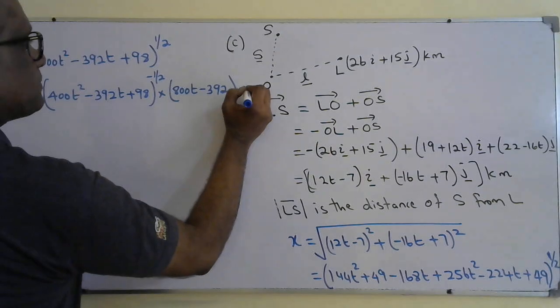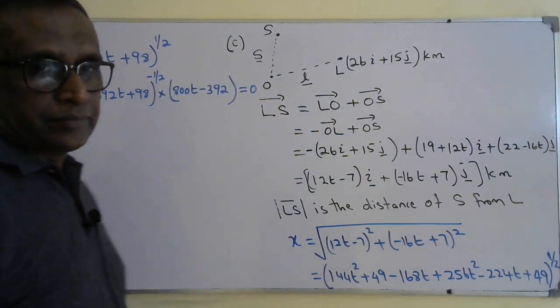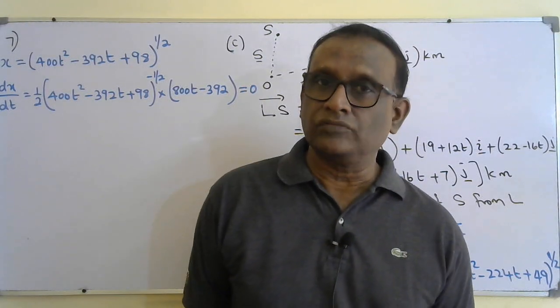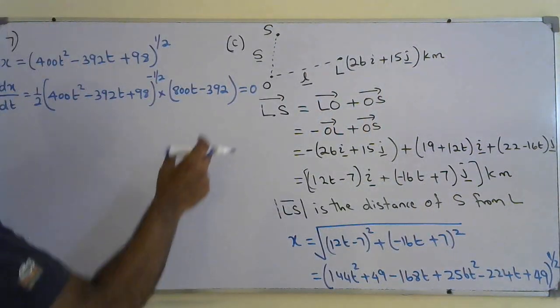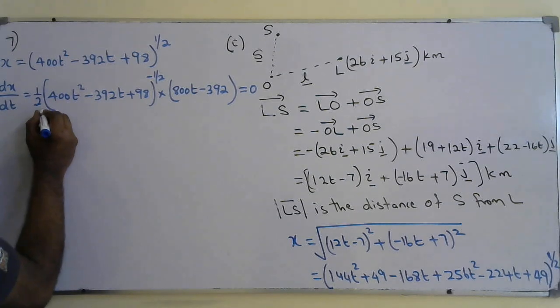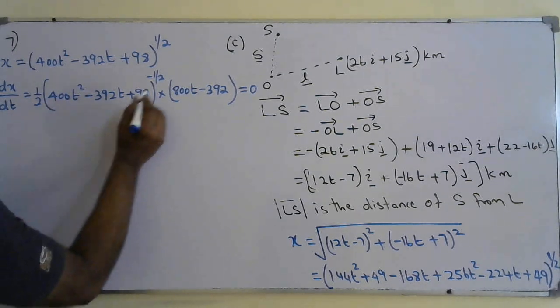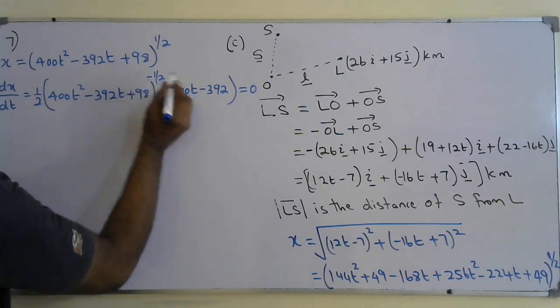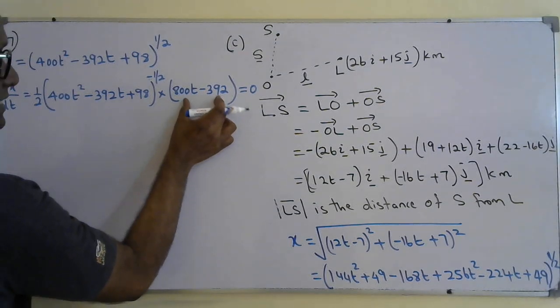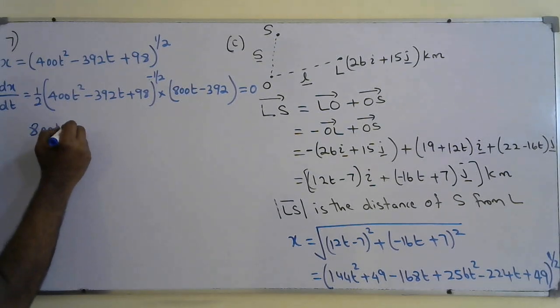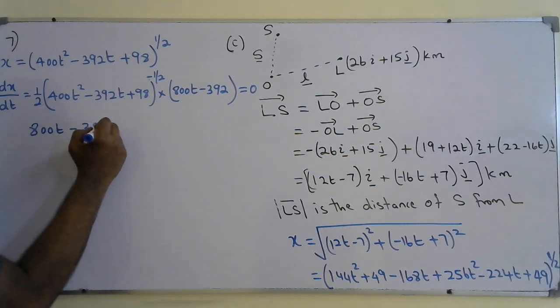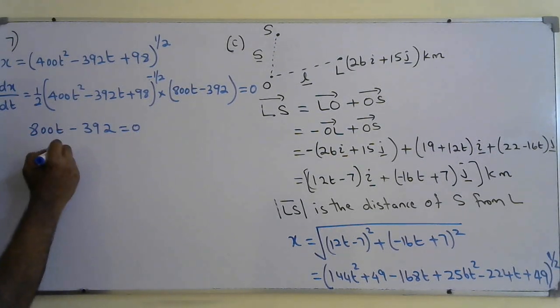392, that must be equal to 0, because at minimum or maximum dx over dt must be 0. We have to find the minimum, right? So that must be equal to 0. When we find this equal to 0, this is the denominator, minus half, so we don't need to consider that. The only thing we need to consider is this, which decides the value of 0. So 800t minus 392 equals 0. From that, find t.